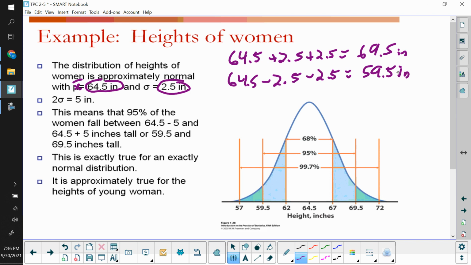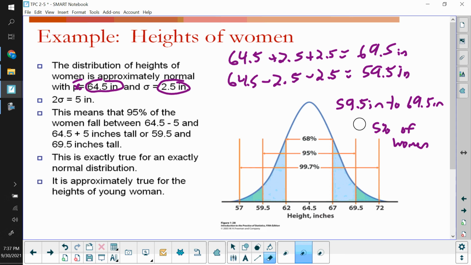So assuming a normal distribution for women's heights, because we went two standard deviations in each direction, we would expect that 59.5 inches to 69.5 inches would represent about 95% of women. And that 95% is coming from the fact that it is two standard deviations and we're assuming a normal distribution. If we went out three, we would expect 99.7%.